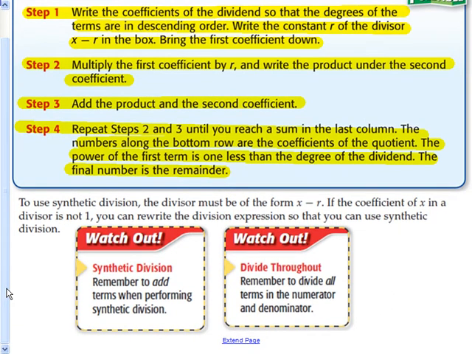And now I would read through these, watch out. Remember to add terms when performing synthetic division and divide throughout. Remember to divide all terms in the numerator and the denominator. So those are things you're going to have to watch for as we go.